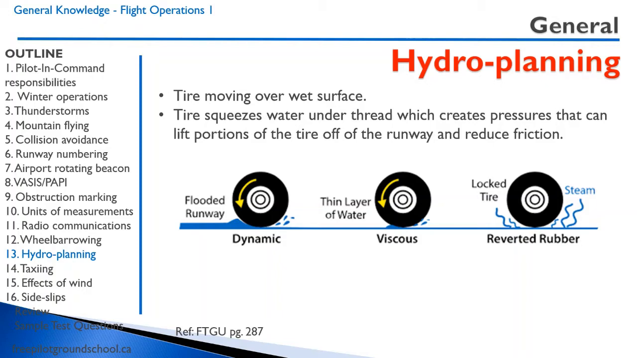The most common in areas that get a lot of rain is dynamic hydroplaning, where a thick layer of water creates a wedge or a wave ahead of the wheel, preventing it from making contact with the ground. The next type is viscous hydroplaning, which occurs on a thin layer of water. Lastly, reverted rubber hydroplaning occurs when the brakes are locked up on a wet surface. This heats up the water, creating steam, preventing the tire from making contact with the surface.